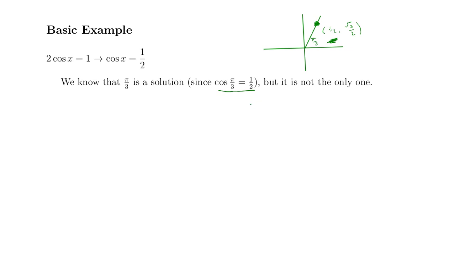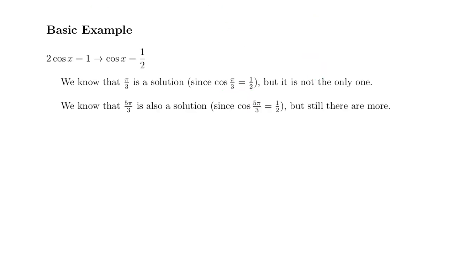We know that pi over 3 is a solution, but we also know that it's not the only one. There's another point with the x value of a half. It's the one that's reflected below the x-axis. It's 5 pi over 3. So let me go ahead and draw that picture again. Whoops. I want my straight line. There we go.